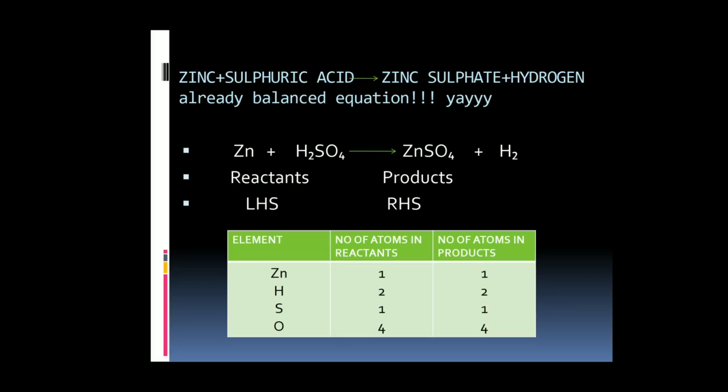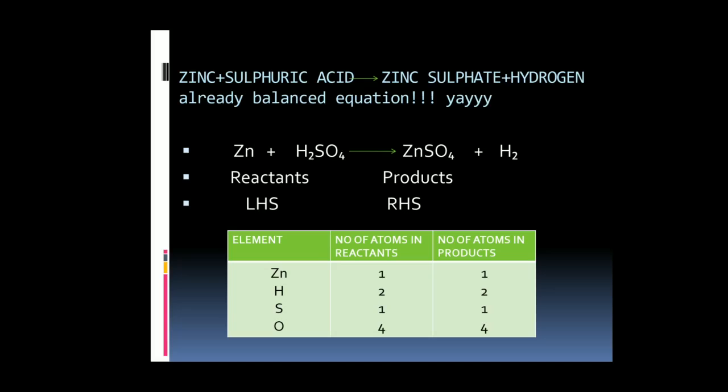Now we take the chemical reaction of zinc with sulfuric acid. Zinc reacts with sulfuric acid to give zinc sulfate and hydrogen. This chemical reaction is written as Zn + H2SO4 → ZnSO4 + H2. In this equation, we have to examine the number of atoms of different elements on both sides of the arrow.